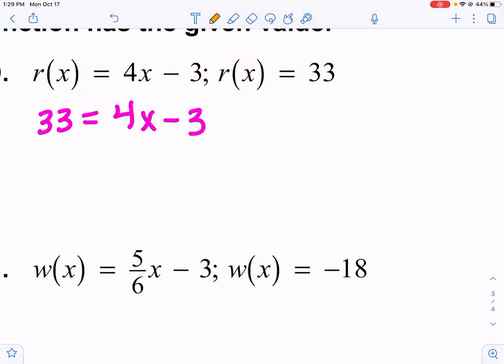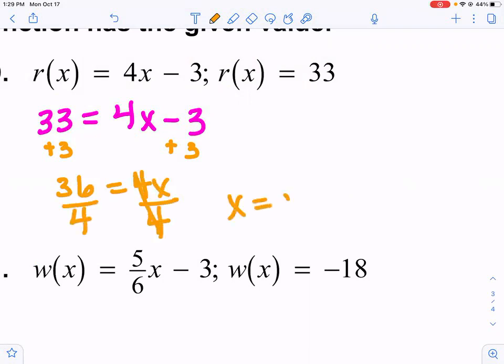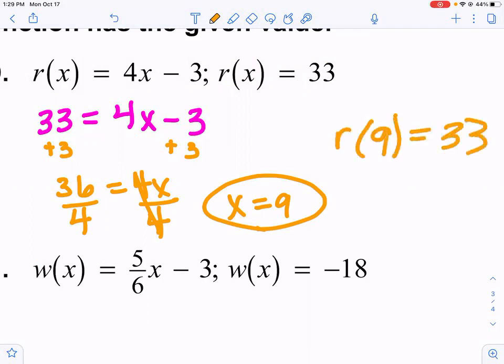The 4? Or the 3. Okay, we need to add the 3 first to get 36 equals 4x. Then we can divide by that 4 to get x equals 9. Okay, the answer I'm looking for is x equals 9 because the input of 9 gives us the output of 33.